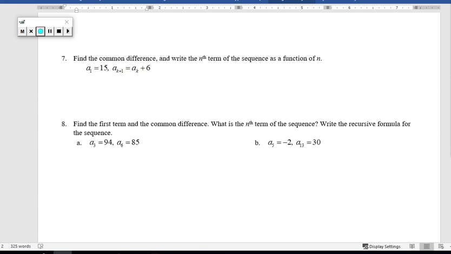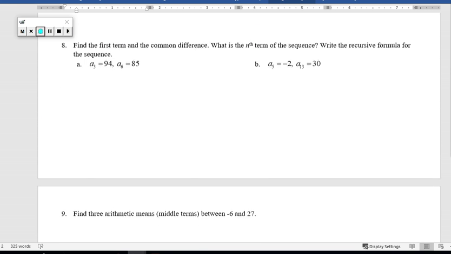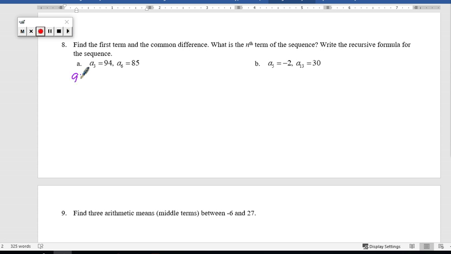Number 8, they're asking us now to find the first term and the common difference given two particular terms in the sequence. Because we're adding or subtracting the same number, this is linear in nature. So in order to find that common difference, we could find it just like we do with slope. So I'm going to say 94 minus 85 is equal to the third term minus the sixth term. It's going to get you 9 over negative 3. So negative 3 is equal to our d. That is our common difference.